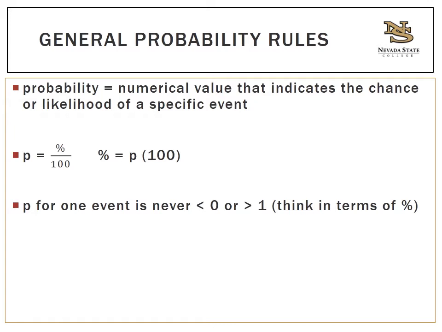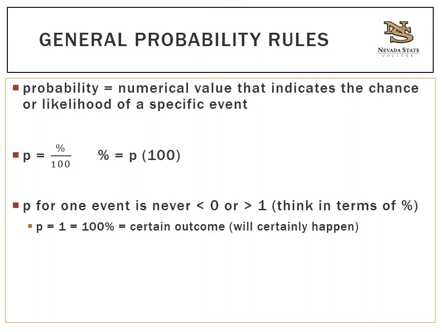Also remember that the probability for one event is never going to be negative. It's never going to be less than 0. It's also never going to be greater than 1. Because if you think about it in terms of percentages, 1 times 100 gives you 100%, that is an outcome that is certain. It's absolutely going to happen. So you can't have more than 100% chance of something. Also, when people say they're giving their 110%, it drives me nuts because all you can give is 100%. That's the maximum. That's the top.